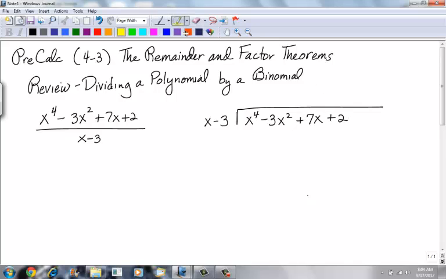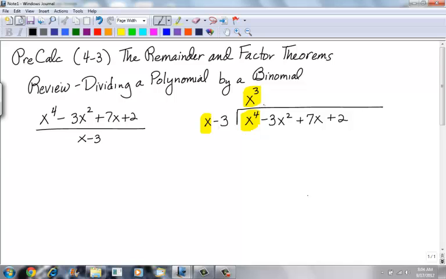When you do long division, you look just at the first term and look at the first term inside and say, what do I need up here in my answer so that when I multiply those together, I end up with x to the fourth? So what do I need? X to what power? X to the third, right?